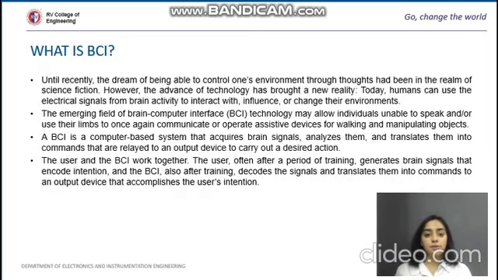What is a brain-computer interface? So think about controlling all the electrical devices around you or influencing your environment just by thinking about it. So that is what a BCI does. A BCI is a computer-based system that acquires brain signals, analyzes them, and translates them into commands that can control or influence your environment. Here, the user and the BCI system both work together, undergo a lot of training so that the environment is influenced based on the user's intents.